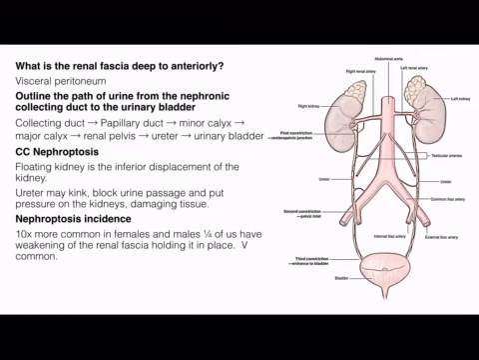10 times more common in female. A quarter of us have weakening of that fascia, so there'll be some inferior displacement or risk of nephroptosis.